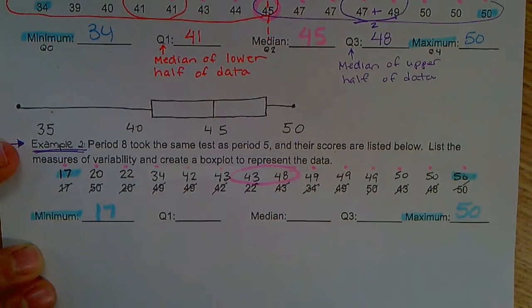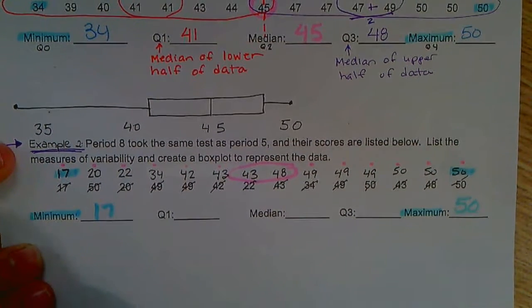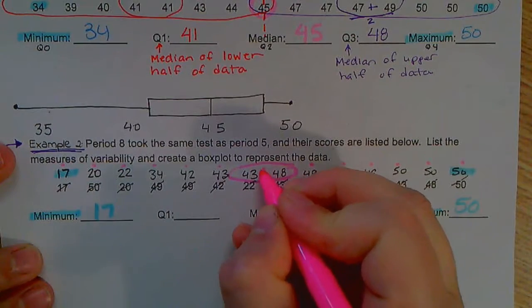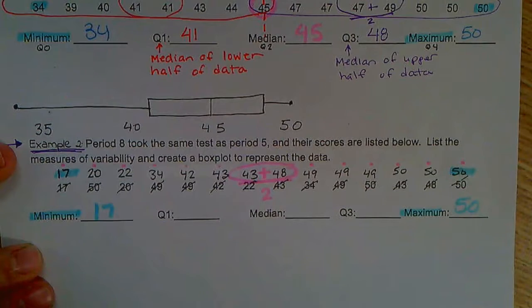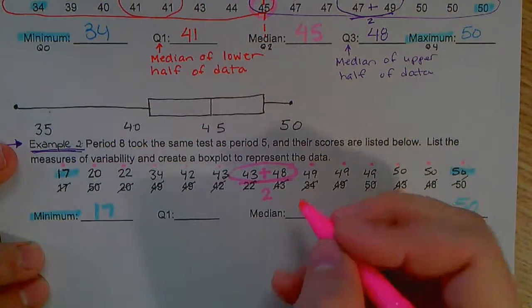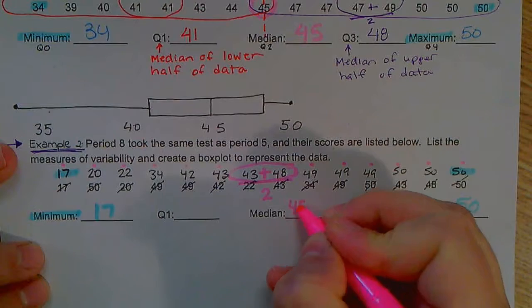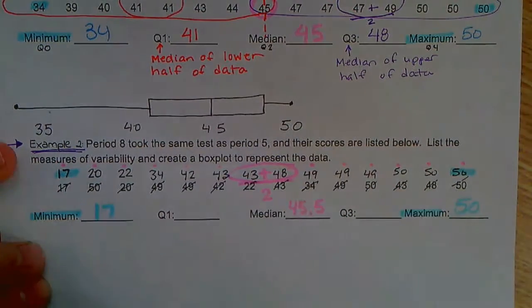So my median is between 43 and 48 because I can't have both as my median. So I'm going to take the average of 43 and 48, or the number that's halfway in between them, which is 45.5. I can do that by adding them together and dividing by 2, or I can just count: 43 plus 1 would be 44, 48 minus 1 would be 47, etc. And I could just find the midway point. That's what the median is, the midway point.